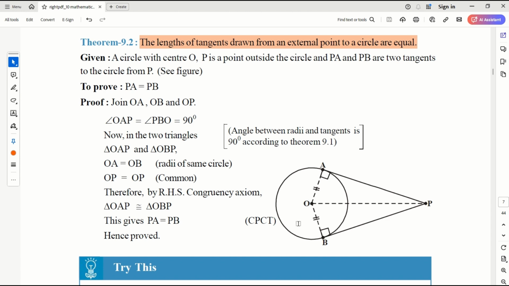Since two sides are same and one angle is same, SAS. From SAS, you can prove that these two triangles are congruent. Since they are congruent, AP should be equal to BP. So this is very simple.